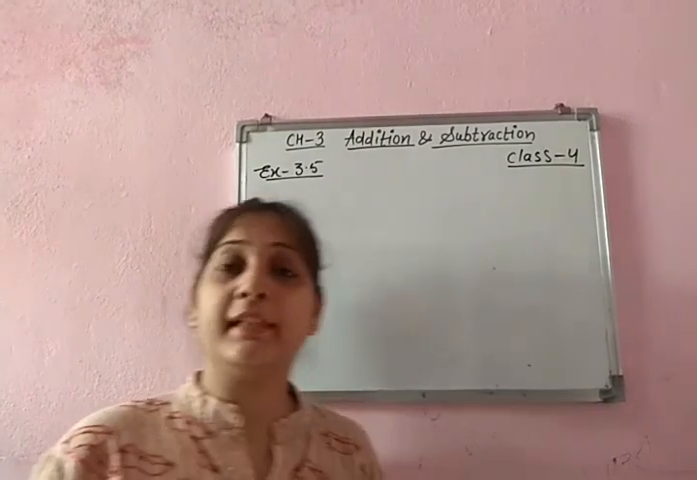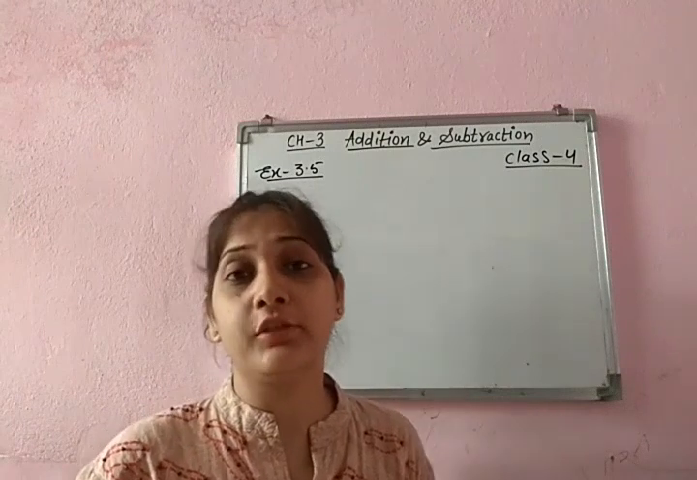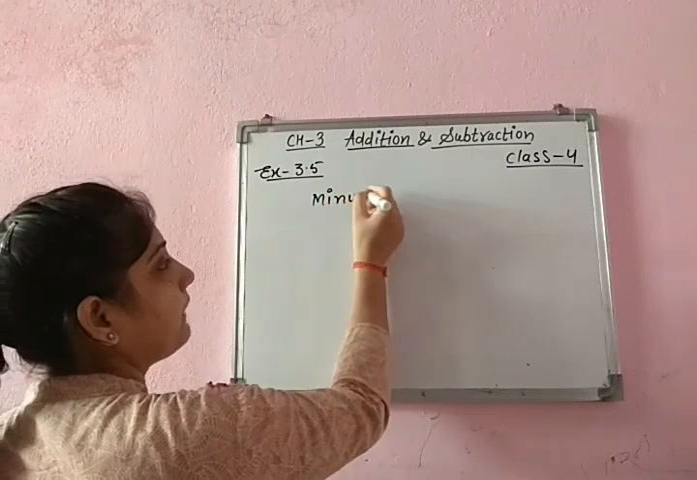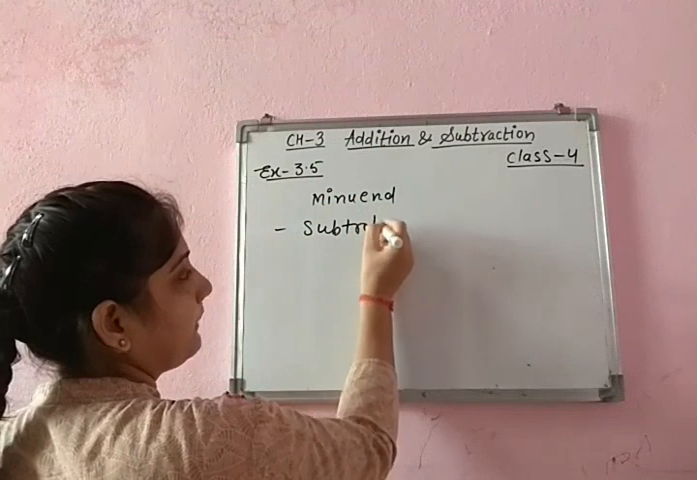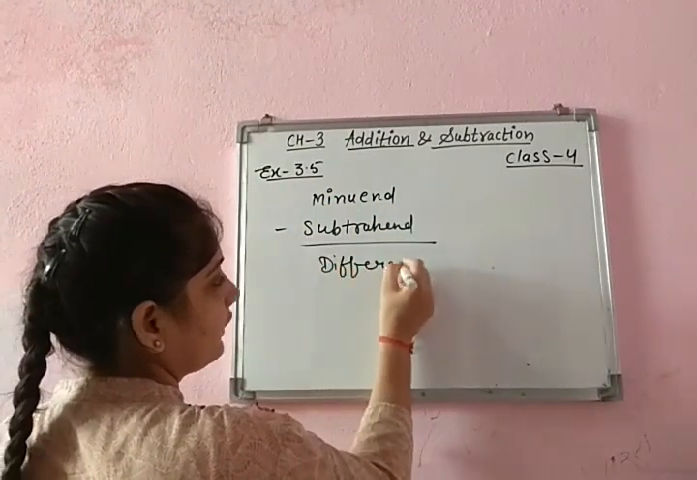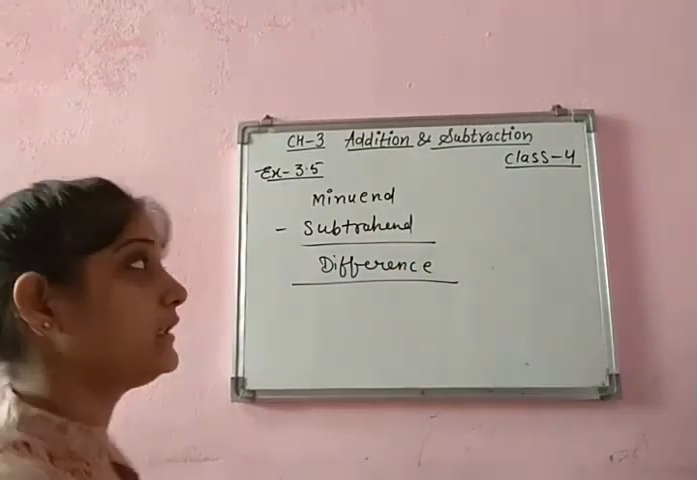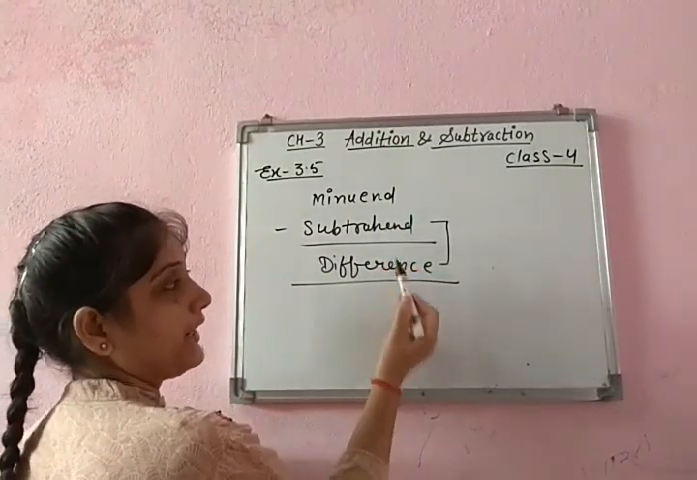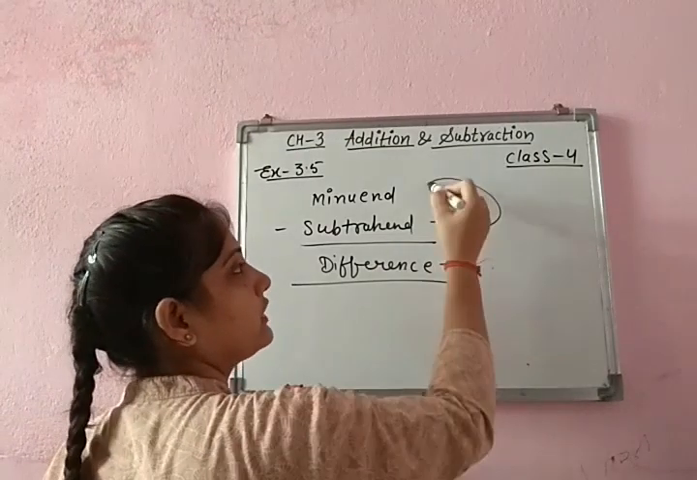Before explaining the question, I want to share some points which you need to remember. Children, as we all know, we are doing minuend minus subtrahend. Do you remember we had done this? So we got the difference. Now from this only I can write two more observations: if I add these two, subtrahend and difference, what do I get? Minuend.